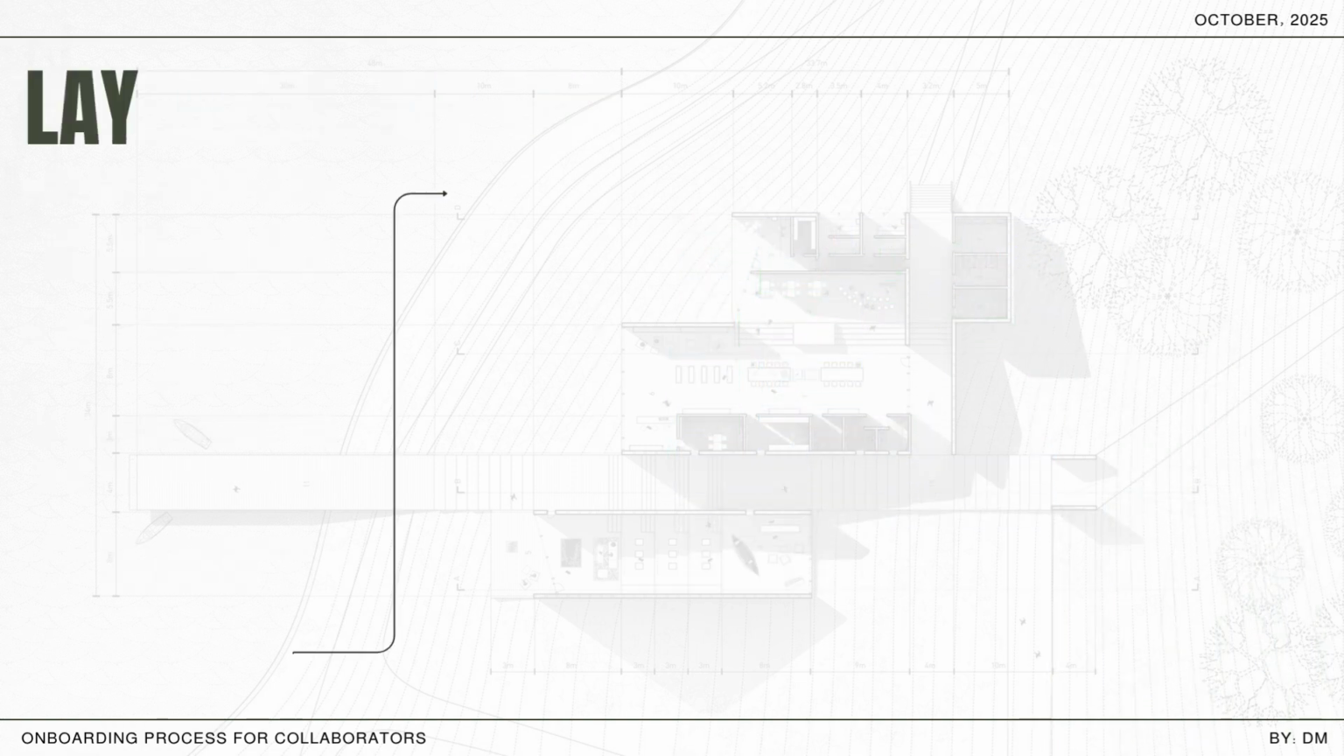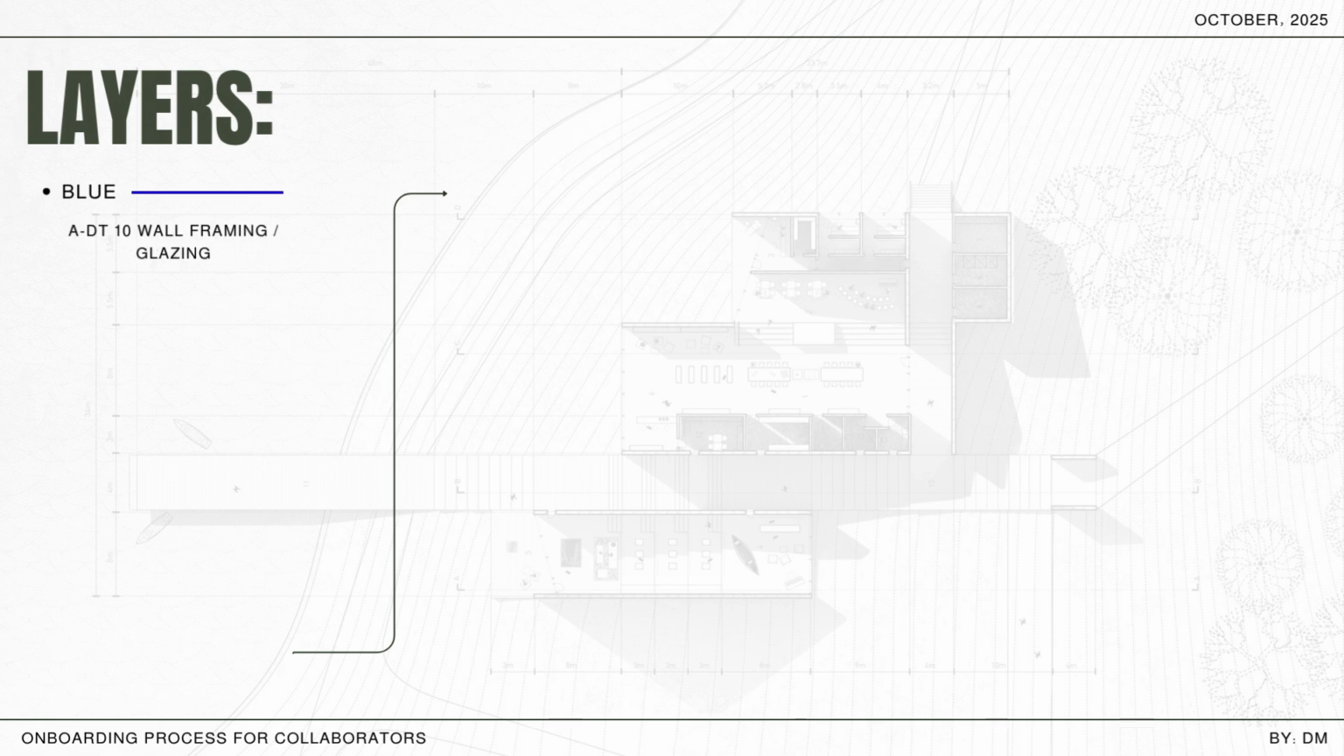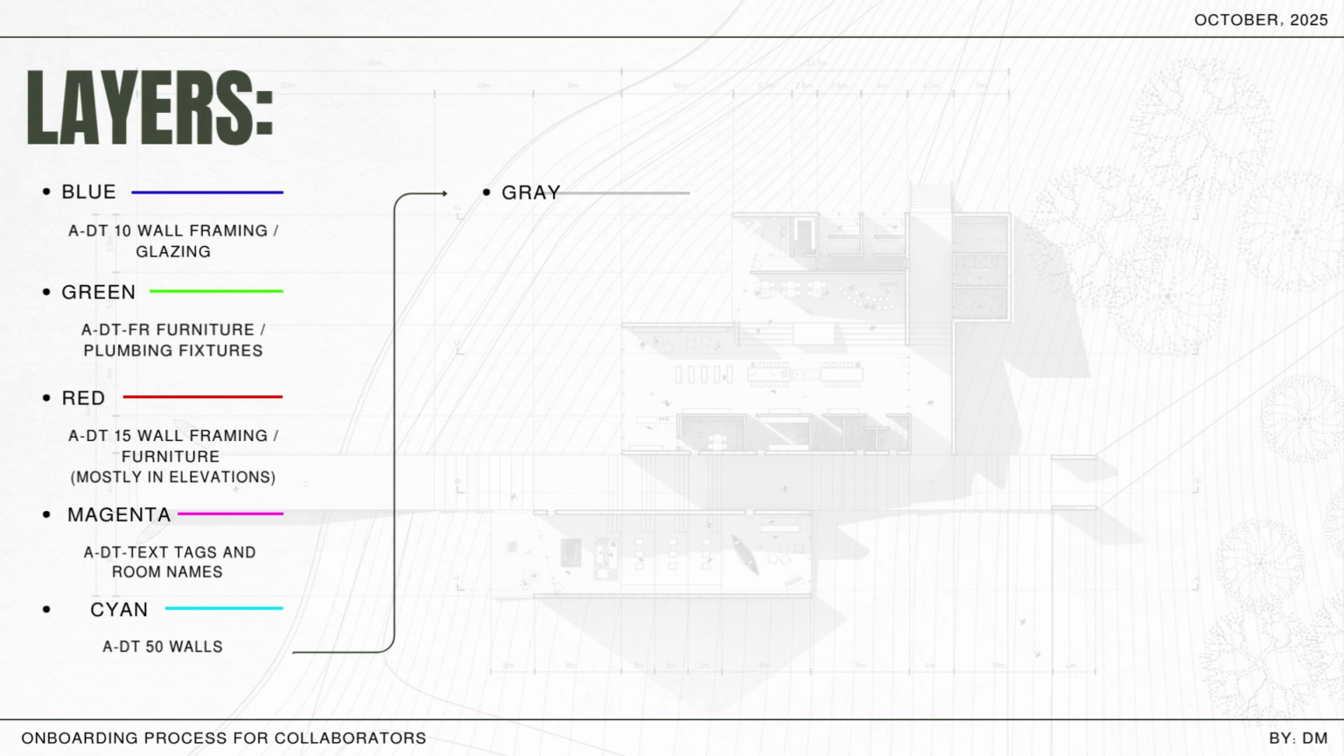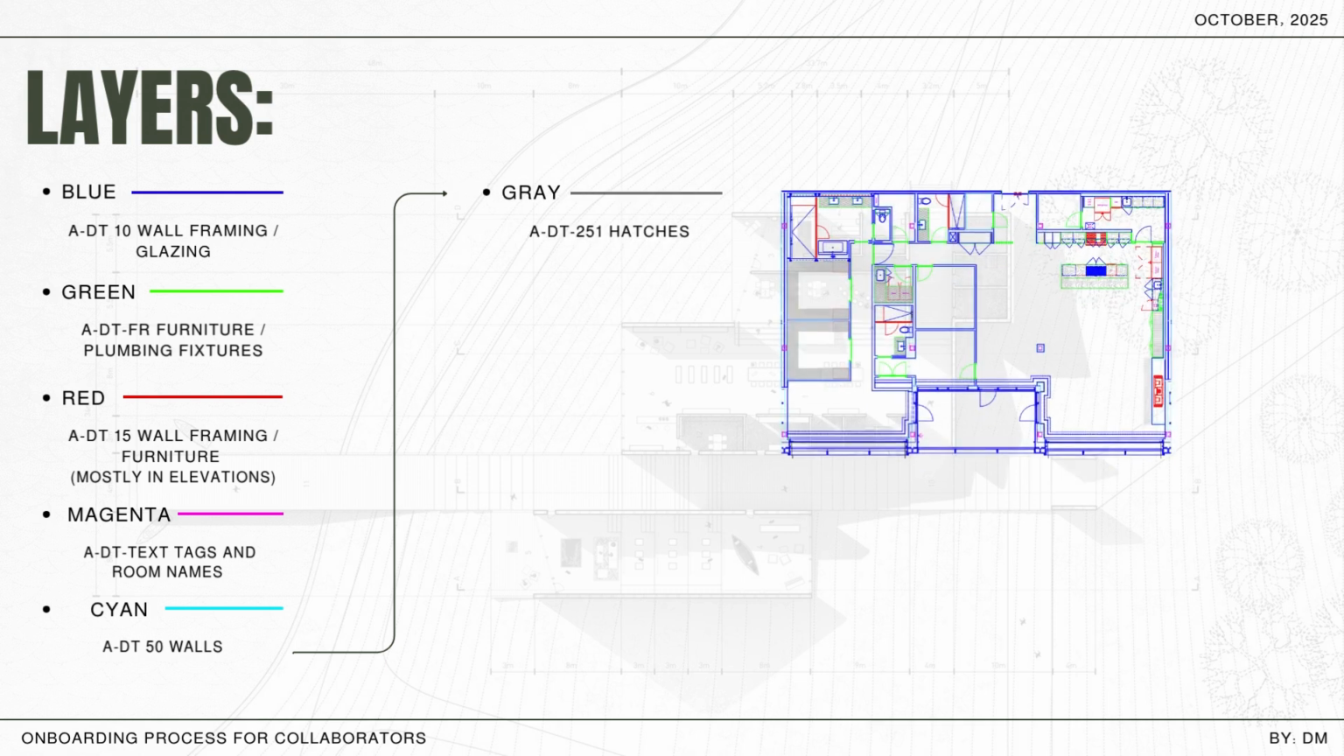designer. Next up we have layers. They're the key to keeping your drawings organized and easy to read. Here we have the main ones. Blue, used for walls, framing, or glazing. Green, used for furniture and plumbing fixtures. Red, used to represent wall framing or furniture, mostly for elevations. Magenta, for all tags and room names. Cyan, main walls. And lastly gray, for hatches and shading patterns. Keeping these layers consistent helps everyone read and edit the files more efficiently.